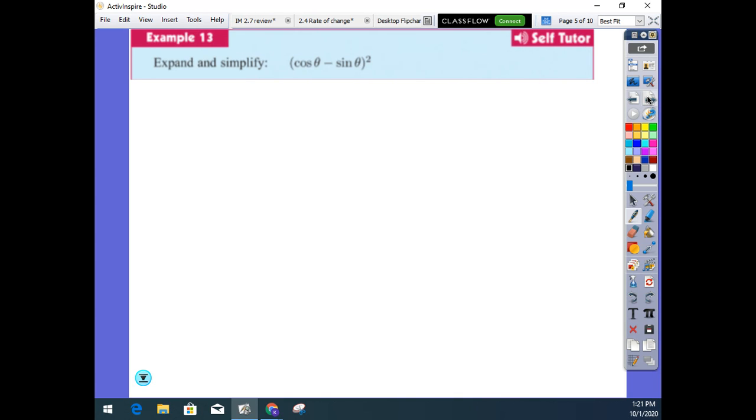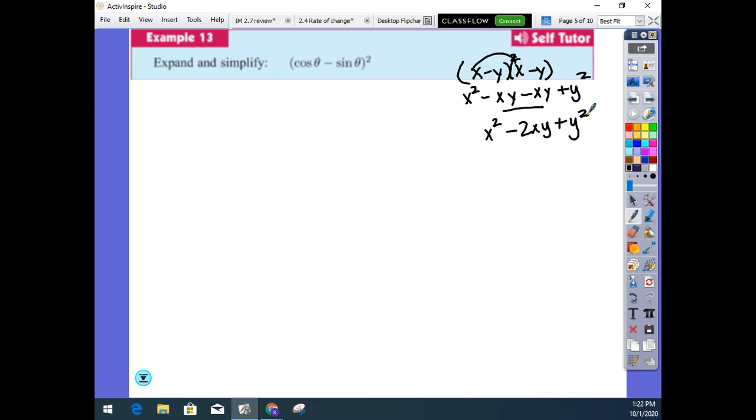Okay, so let's think about if I had x minus y squared, how would I simplify? Well, squared means I just take it times itself, distribute, combine like terms, and usually people are much more comfortable with variables than they are with trig variables.